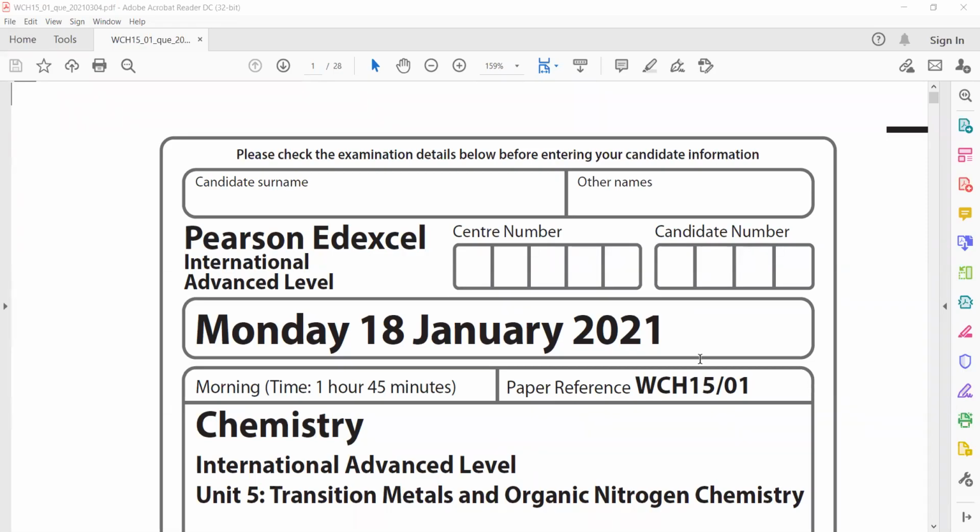Good evening, everyone. This is January 2021, Unit 5 of IAL Chemistry according to the new specification. In this session, I will discuss the multiple choice questions, MCQs.